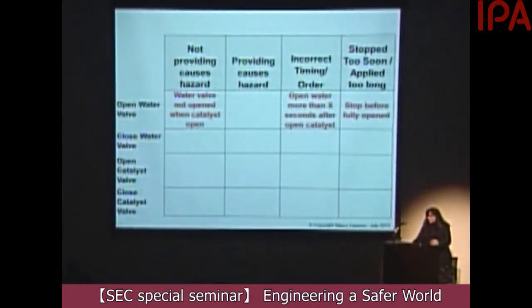All right, so here's the answer to that line. What I want you to do is just take a piece of paper or do it in your head. Fill in that second line. What would you put in these boxes, or not put in them, for close the water valve? Are there conditions, for example, where not closing the water valve would cause the hazard? So think about the whole line.